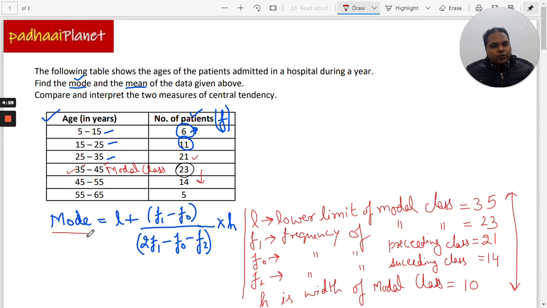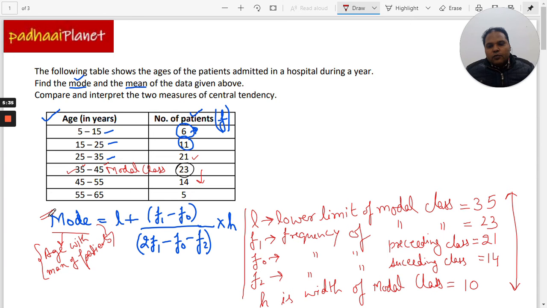And we should also understand what mode means. Mode is the class interval which has the maximum frequency. If someone asks us what the mode of this data is, that means the person wants to know the age with the maximum number of patients, right? So this is the use of mode.